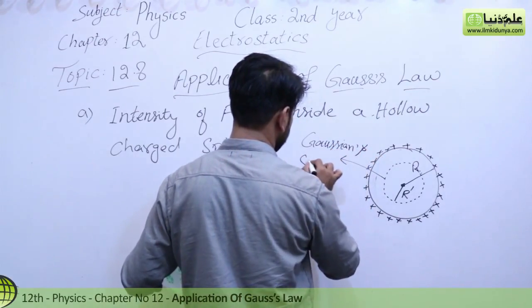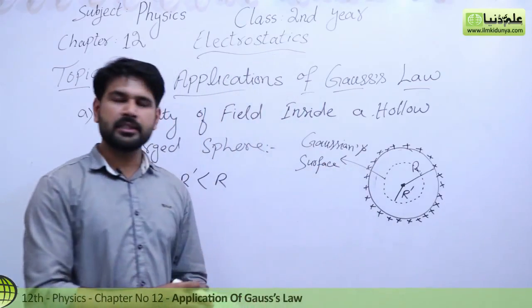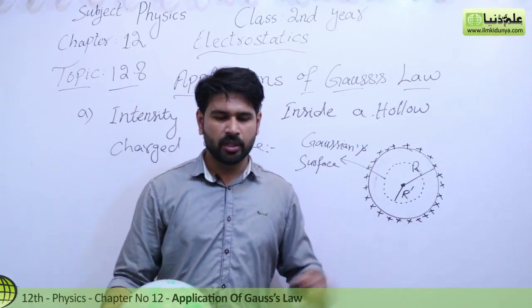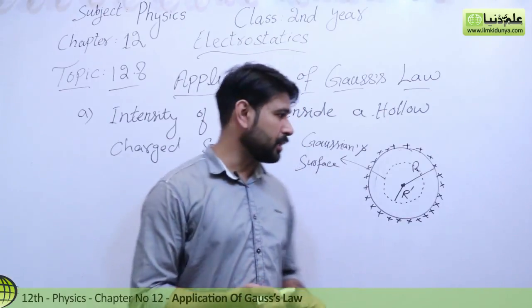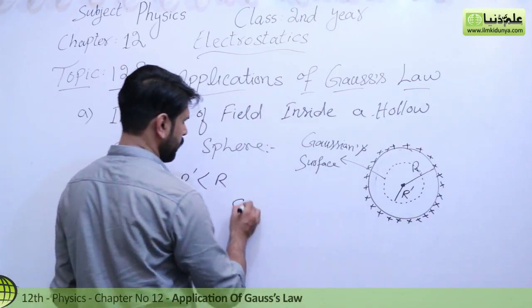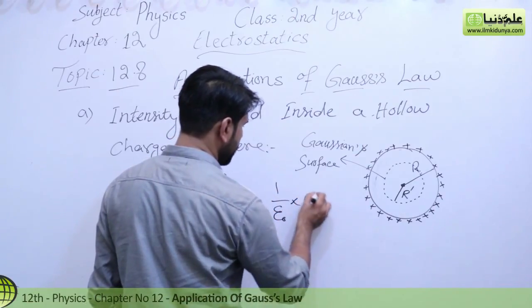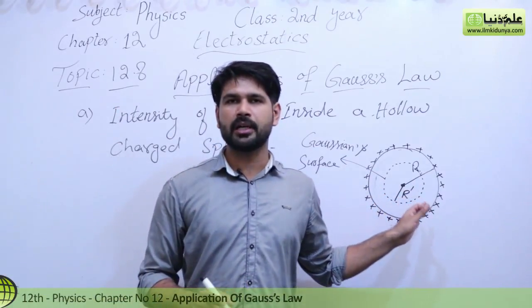Gaussian surface. Okay, this is a Gaussian surface, but keep in mind there is no charge in that surface. So what will be the Gauss's law result? According to Gauss's law, it is equal to 1 over epsilon naught multiplied by q. Now you can see that there is no charge in that surface.